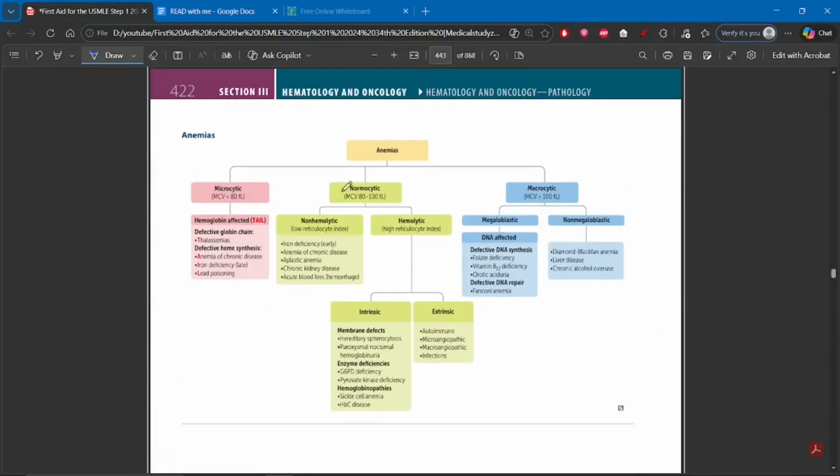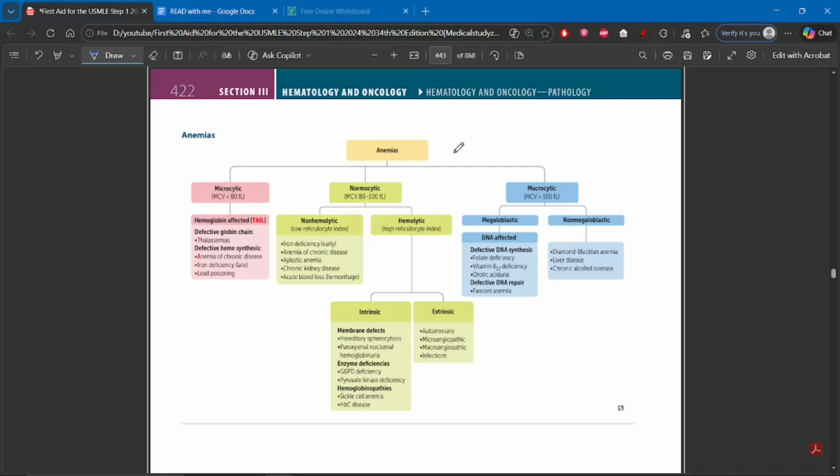Now we'll be moving on to the anemias. This flowchart is amazing if you are a beginner, and you don't need to memorize it because you're going to know everything about this flowchart in the upcoming lectures. And the more you study hematology, the easier this flowchart becomes. But for a beginner, it's very good.